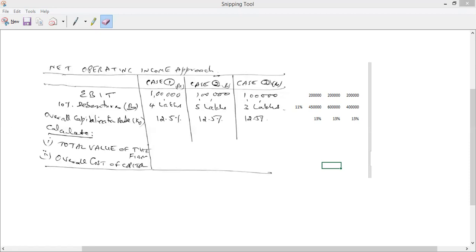First one is 155,000. No. How did you calculate that? Your EBIT is 2 lakhs only, right? EBIT is 2 lakh minus the interest. Interest is how much? 13% of 13. It's 11%. Go for 11. Okay, fine. That went wrong then. No problem.